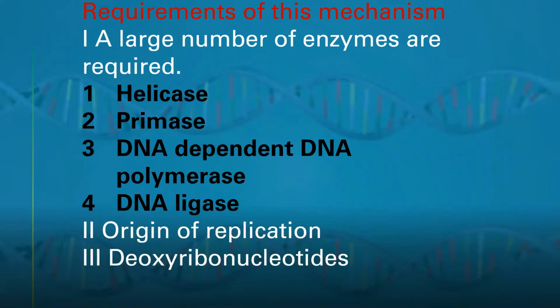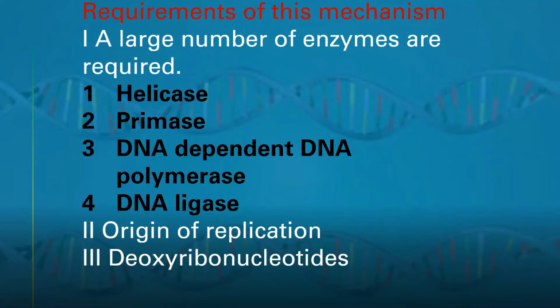Now, what are the various requirements for this process to occur? This process requires a large number of enzymes, a particular site in the DNA known as the origin of replication, and the third thing is deoxyribonucleotides. Deoxyribonucleotides are formed by deoxyribose sugar, a phosphate group, and a nitrogen base.